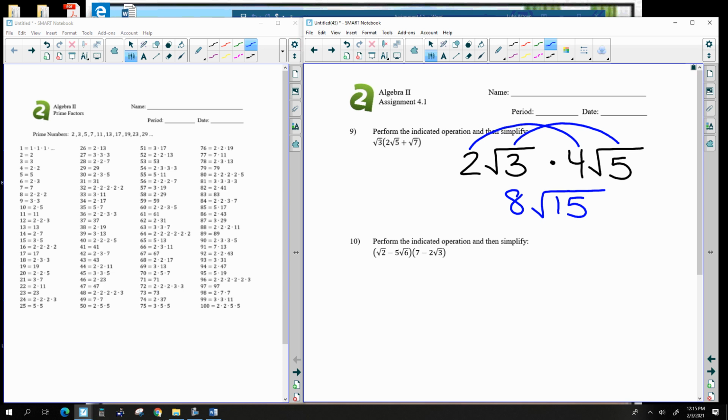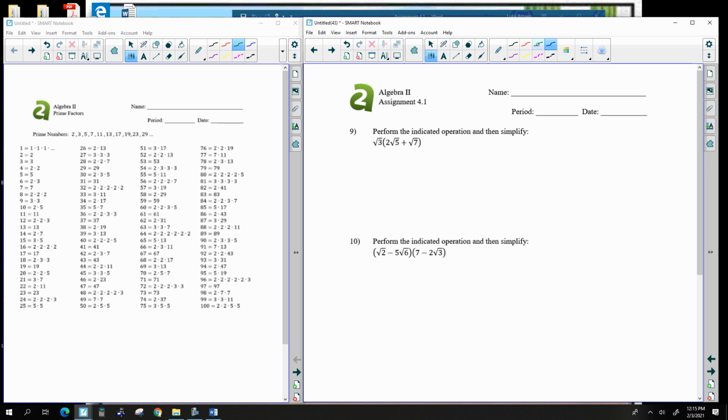Once you get done, be on the lookout for whether you can simplify the root that is left over. Here, 3 and 5, nothing matches up, so it is what it is. Okay, so numbers multiply numbers, roots multiply roots.